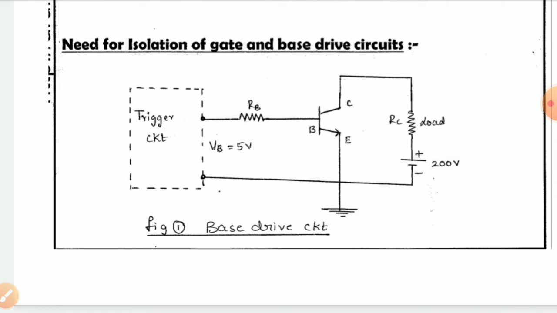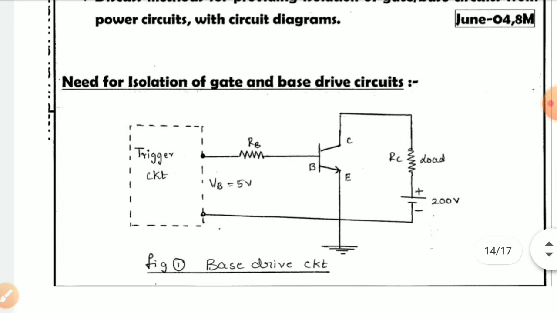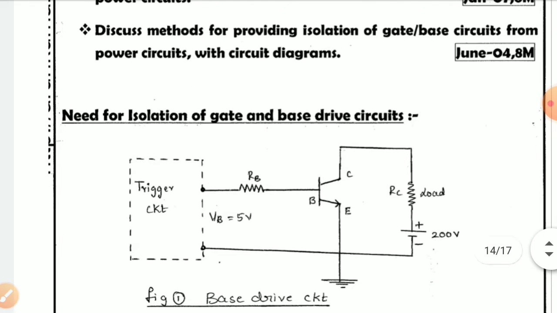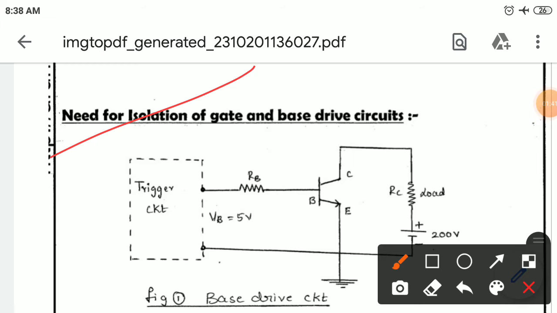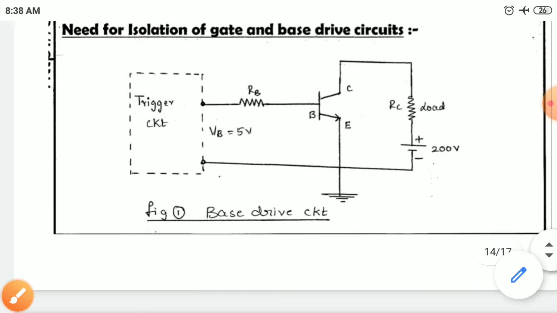Why is isolation needed? Because we have a gate circuit and we have a base circuit. Gate drive is provided to trigger the MOSFETs or the IGBTs, but there should be isolation. So what is the necessity of isolation? That we will discuss in this session. The need of isolation we'll discuss now.